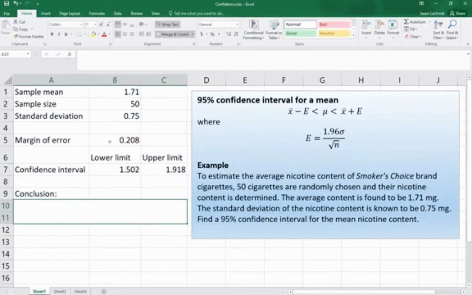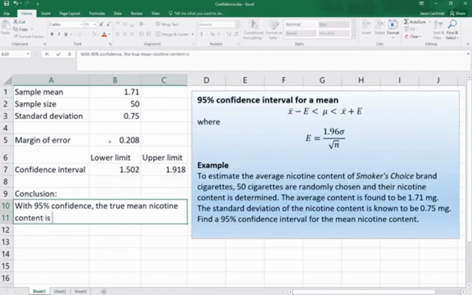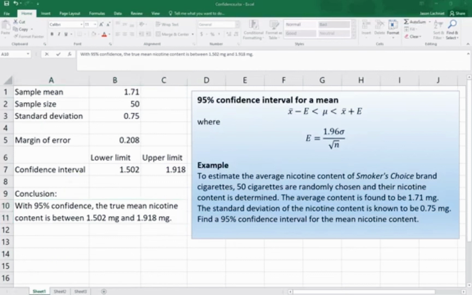for our answer. So we'll just state a final conclusion, and we could say that with 95% confidence, the true mean nicotine content is between 1.502 milligrams and 1.918 milligrams.